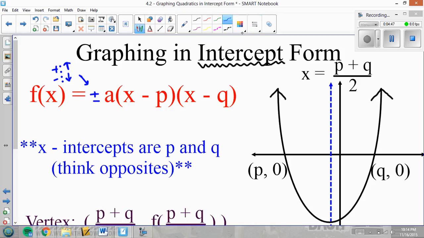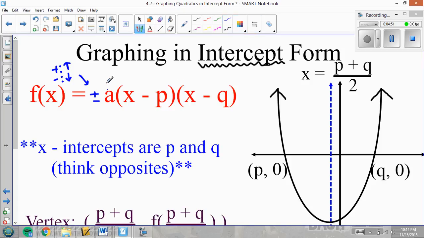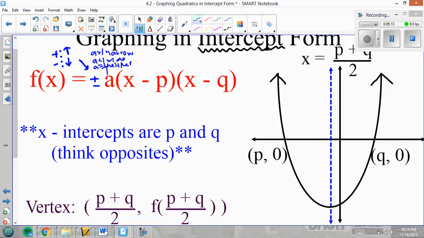Same thing with A. If A is greater than 1, we are narrow. If A is less than 1, we are wide. And if A equals 1, we are neither. So that's the same as before also. So your intercepts. Now we look at the parentheses.